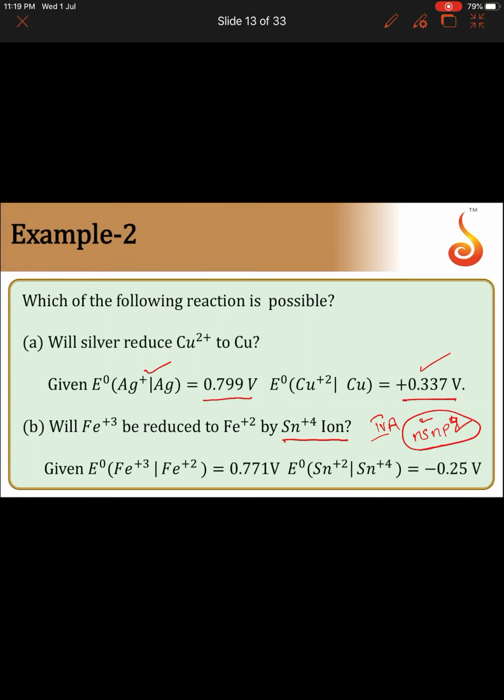Sn+4 means it has already lost 4 electrons from its valence shell, so further it cannot undergo any oxidation. That means it won't act as a reducing agent. So based on this point only, we can identify that Sn+4 cannot reduce Fe+3 to Fe+2, because it does not have any electrons in the valence shell. So B is also wrong, A is also wrong.